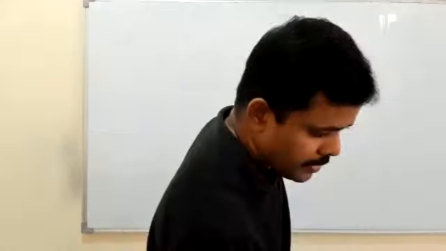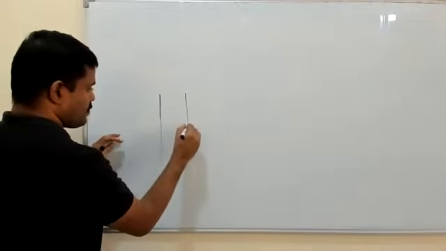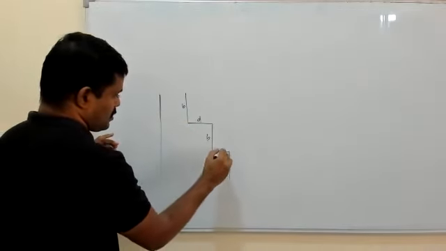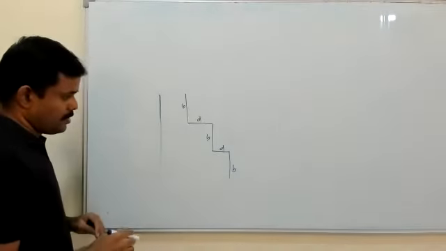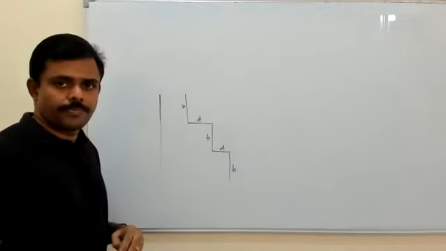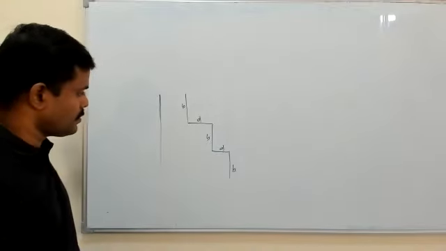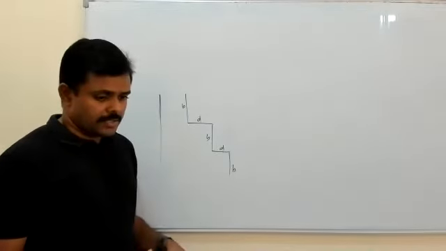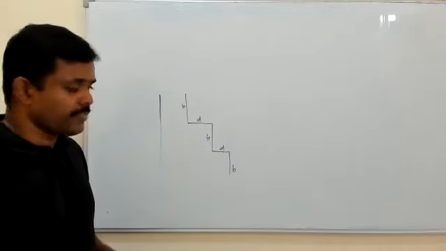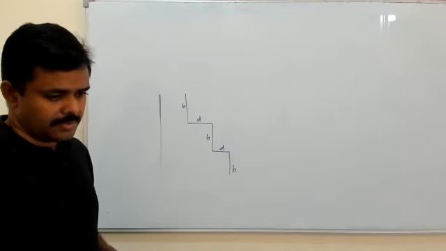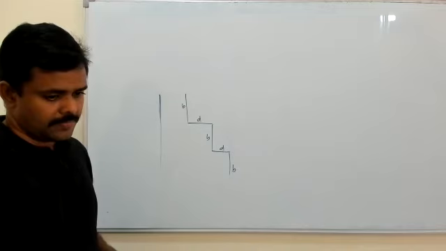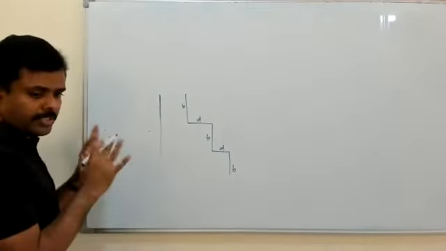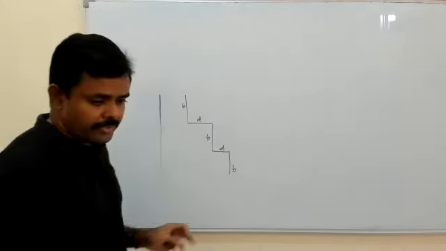Find the effective capacitance for the combination shown. It's a stair-like structure. Draw the figure. Tell me when you finish. Find the effective capacitance between A and B. Tell me when you're done with writing.